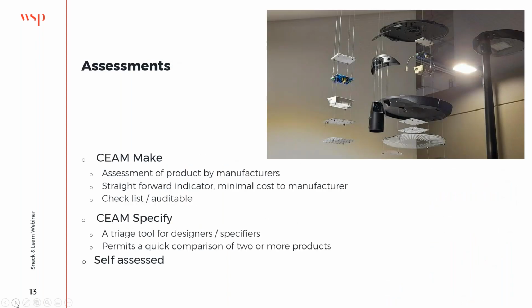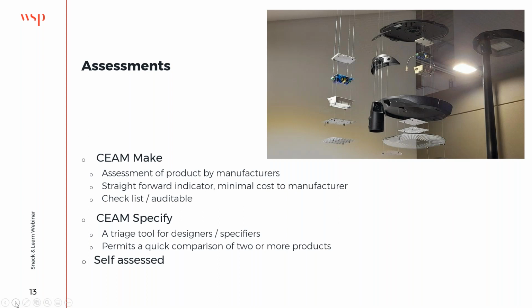Within TM66, we've got two areas. One's called CM Make, and that's the assessment of the product by the manufacturers. Essentially, it's a straightforward indicator, something to do at a minimal cost, but to give an indication as to how circular economy a product is. And you do that through a checklist, and it's fairly auditable. And the picture here just shows how one manufacturer has looked at products and how the different bits and pieces can come together within a luminaire that could then be interchanged, upgraded, or whatever.